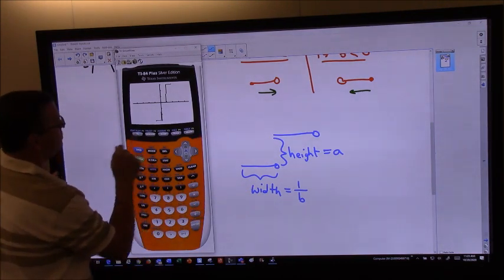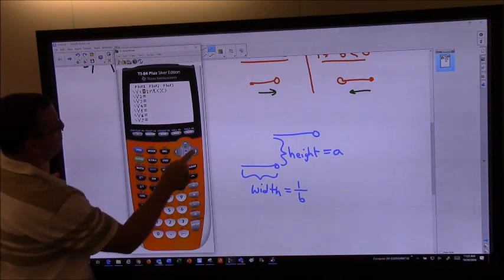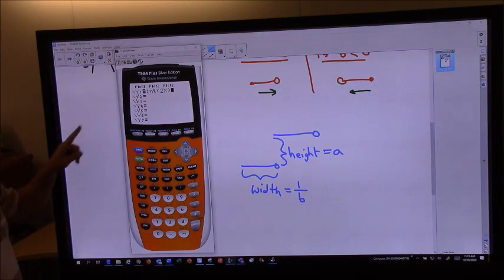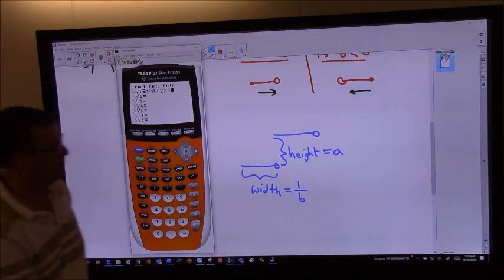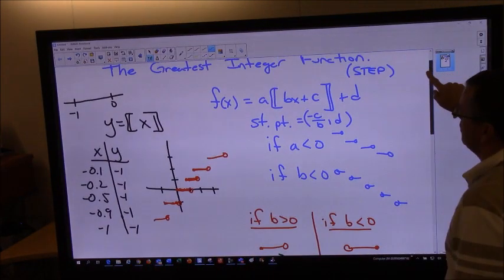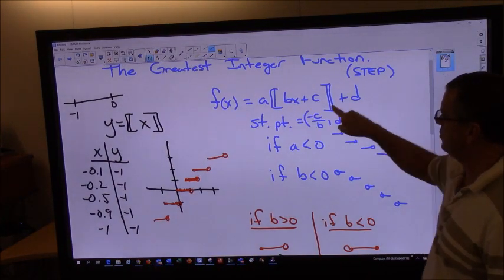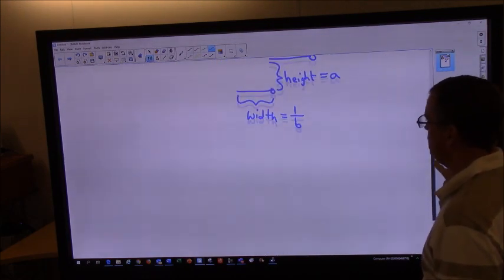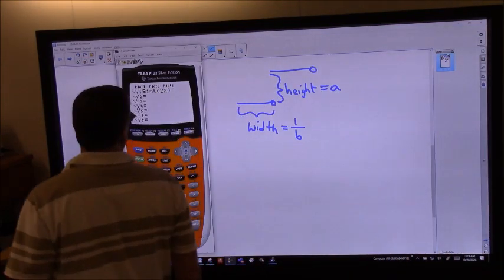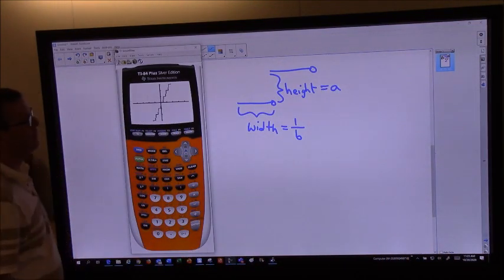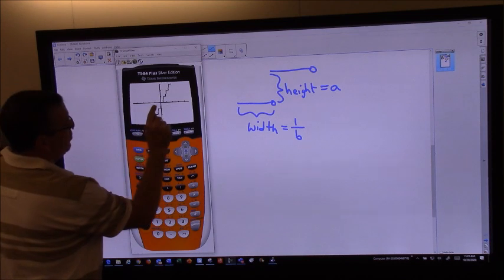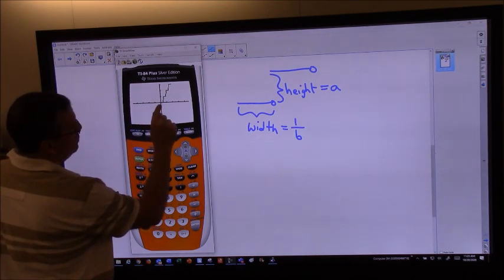Let's look at the b value. So I'm going to delete this. I'm going to go in here and type 2x. So now my b value is 2. Remember, the b value is inside the greatest integer function. A value is out in front, okay? So my b value is now 2. So if I hit graph, it looks like my steps went like this. They got tiny. Right? So I've only got half of a unit right there for that first step. And then I go up 1 and I got another half unit.